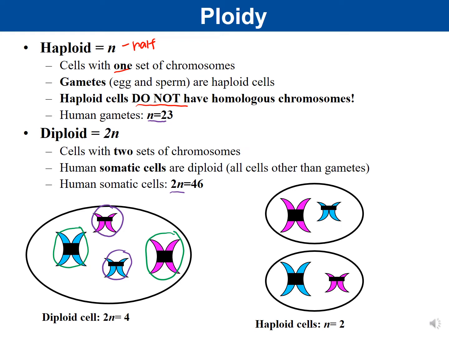Notice in the example on the bottom, the haploid cell says N equals 2. There are 2 types of chromosomes in that cell. Whereas the diploid cell says 2N equals 4 because there are 4 chromosomes in those cells. So haploid is half. So again, if you're trying to figure out if a cell is haploid or diploid, look for the homologous pair. If it does not have its homologous pair, it's haploid. If it has the homologous pair, it's diploid.